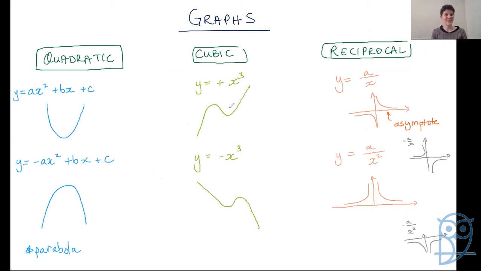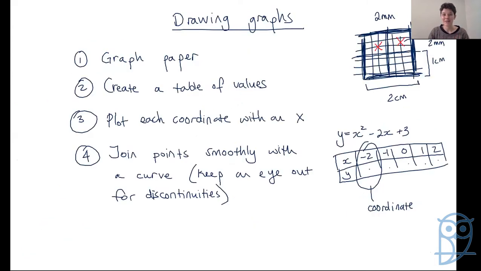So again, they're going to give you all sorts of weird, wonderful curves. Doesn't matter. Keep an eye out for those discontinuities. You'll see just now. Okay, so we have our points. And then we join them smoothly with a curve.